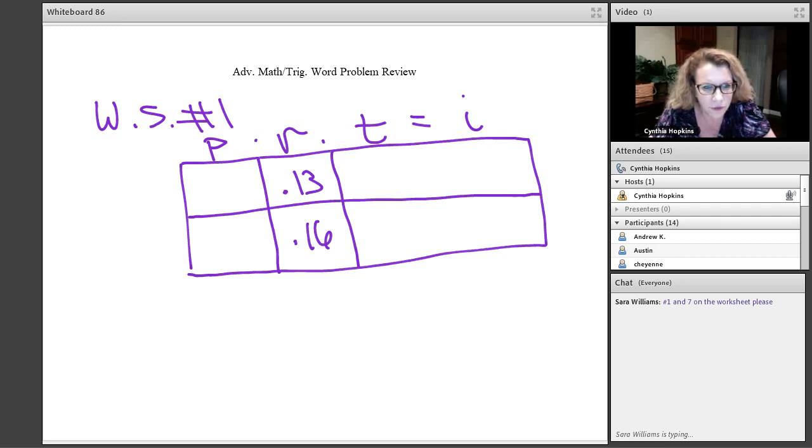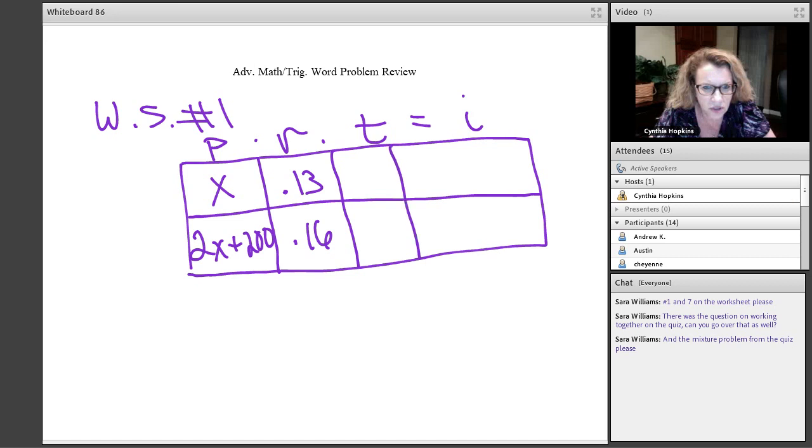It says the amount at 16% was $200 more than twice the amount borrowed at 13%. So for the principal for 13%, we want to call that X. And now for the amount at 16%, it says $200 more than twice the amount borrowed at 13%. So twice that amount is 2X and then plus 200. All right, so there's my principal. Because they talk about annual interest, then my T is just 1. And then once I have 3 boxes, I can multiply straight across to get the fourth.